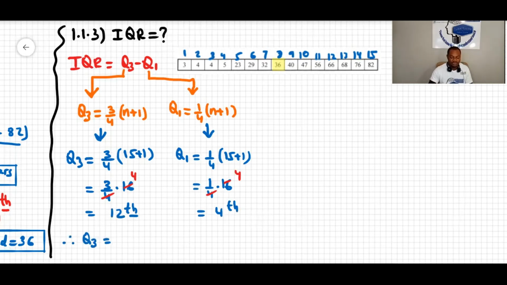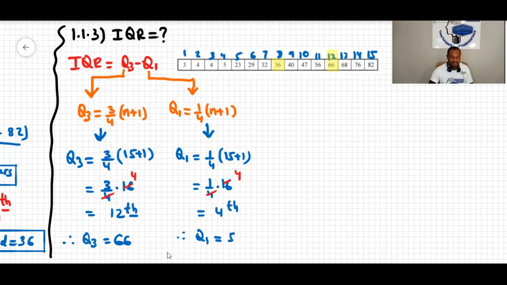I'm going to look at my raw data over here to find the 12th position. The 12th position is there. So this is my Q3, and it is equal to 66 here. And Q1 will be the 4th position. I'm going to move here. The 4th position is over here. It is 5. So I'm going to say Q1 is equal to 5.